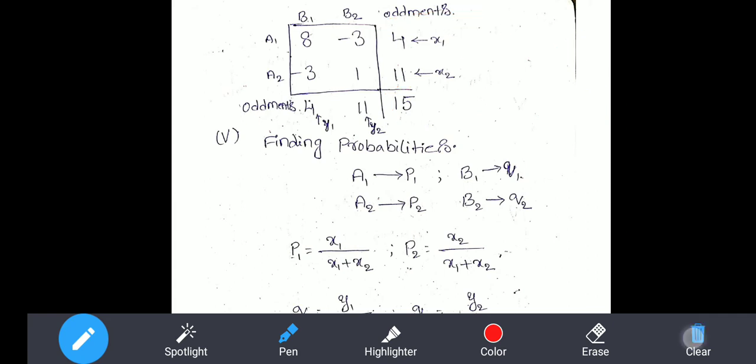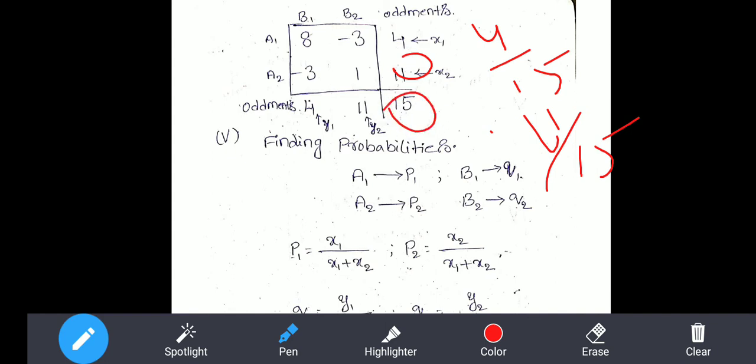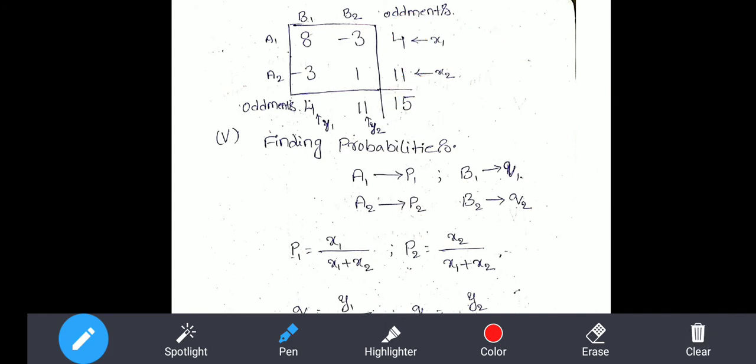In the same way, P2 will be 11 divided by 15. P1 will be 4 divided by 15, P2 will be 11 divided by 15. So each is divided by this particular total value. The same way for Q1, Q2 also: 4 divided by 15, 11 divided by 15. So those are the Q1, Q2 probabilities.